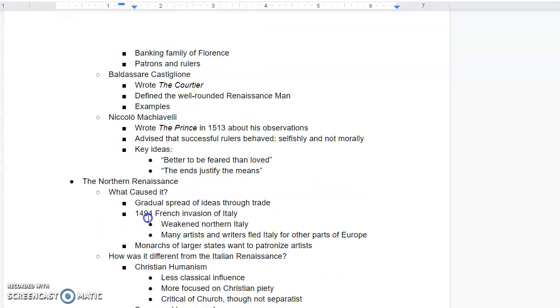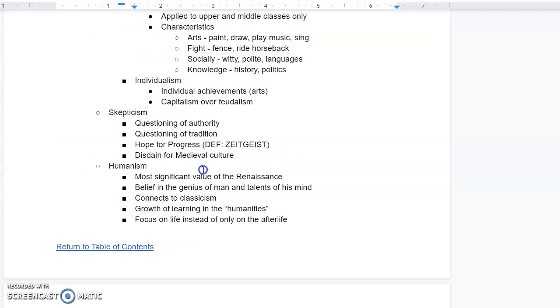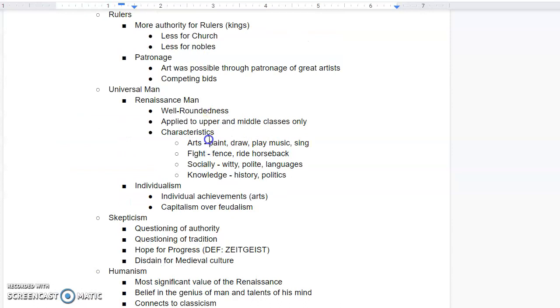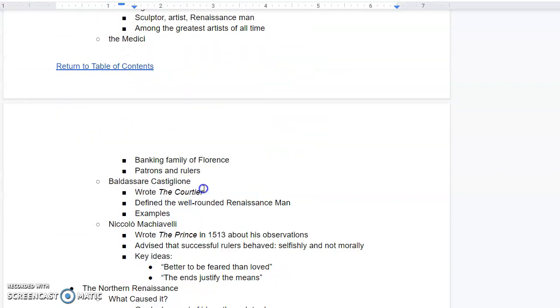Baldassare Castiglione, he wrote the Book of the Courtier, which defines that universal man that we spoke about earlier. Up here, we talked about those characteristics of being able to be an artist, a fighter, be socially sophisticated, and have knowledge that you could paint, draw, play instruments, be witty, polite, and well-versed in history, politics, and all sorts of things. And this was considered the standard.